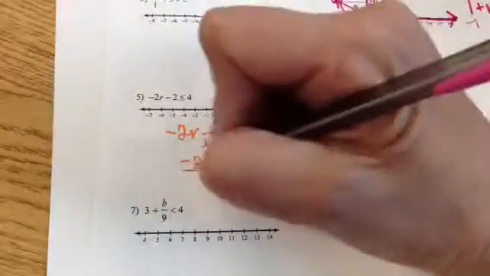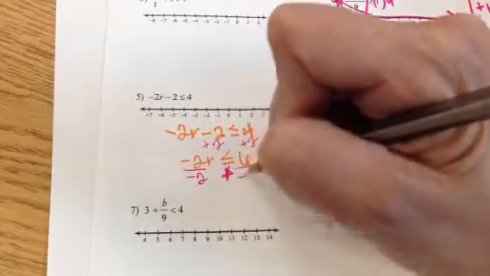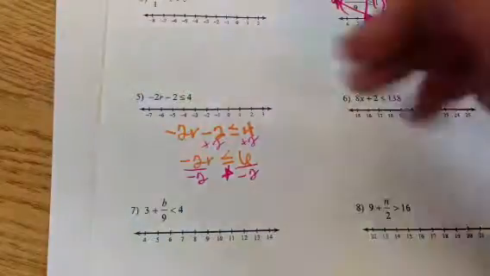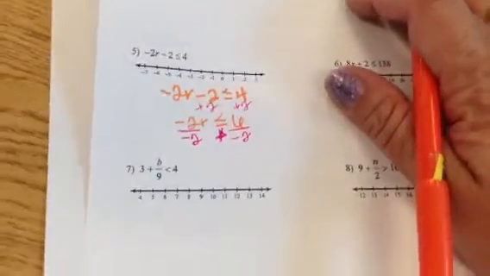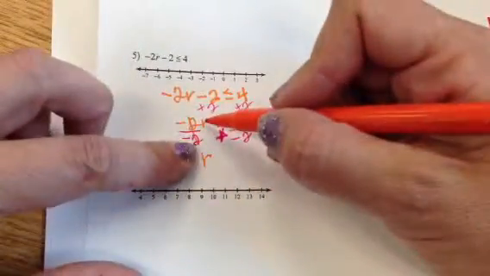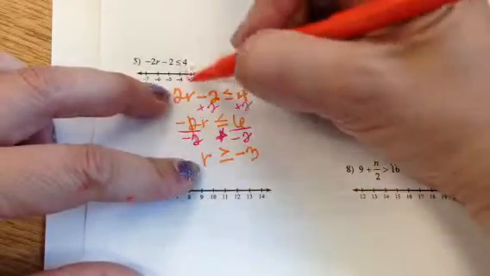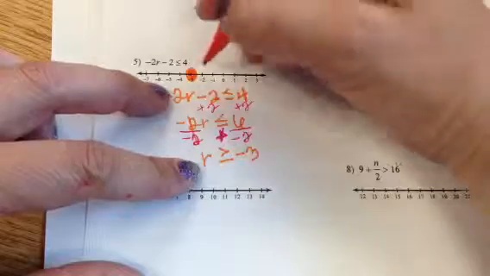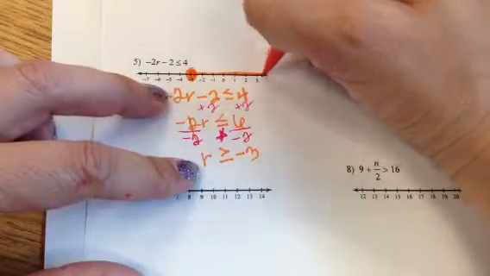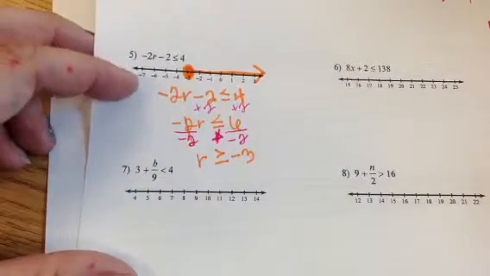Now remember, there's a rule in inequalities. If I multiply or divide by a negative number in the last step, it forces me to change the direction of the inequality. So when I divide this, I'm going to have r is greater than or equal to negative 3. The sign switched. Greater than or equal to gives me a closed circle on the negative 3, and everything to the right will be shaded.